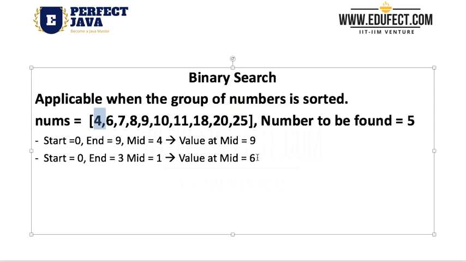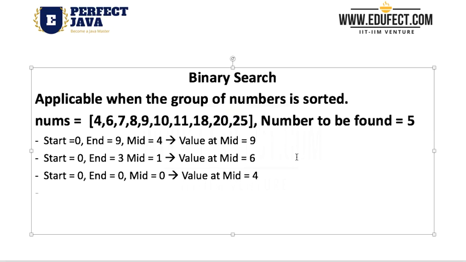So when we are looking to the left, what will happen? Start will be 0. End will again be 0. Why will end be 0? Because it will be mid minus 1. And what will mid be? It will be 0. And now what is the value at 0? Value at mid is 4.